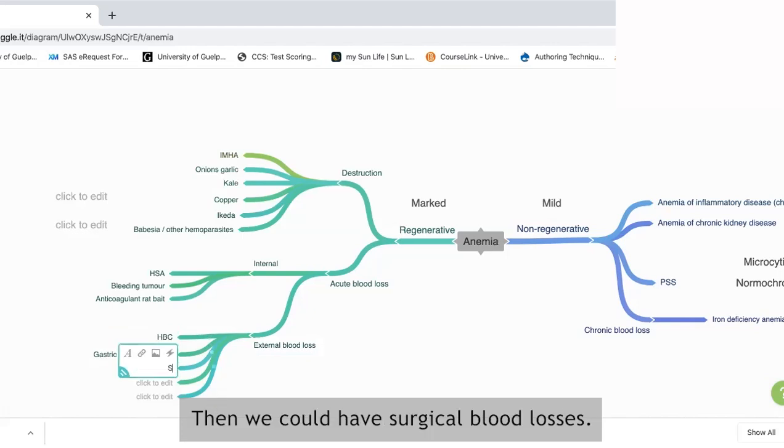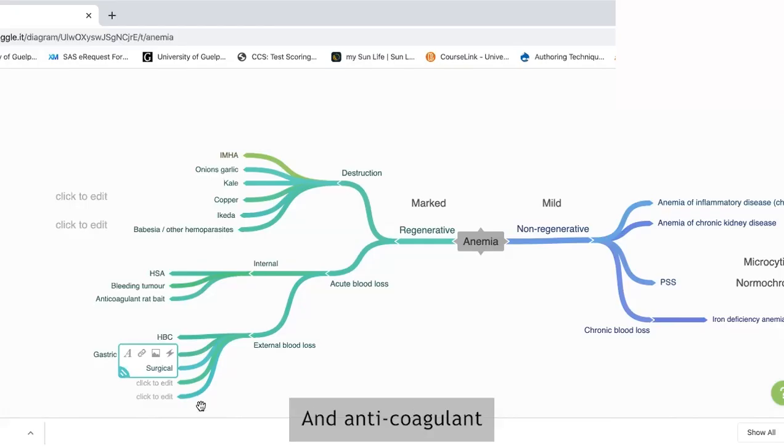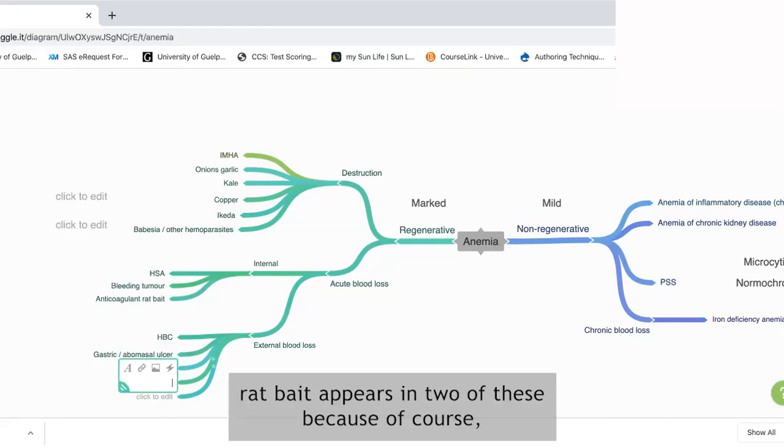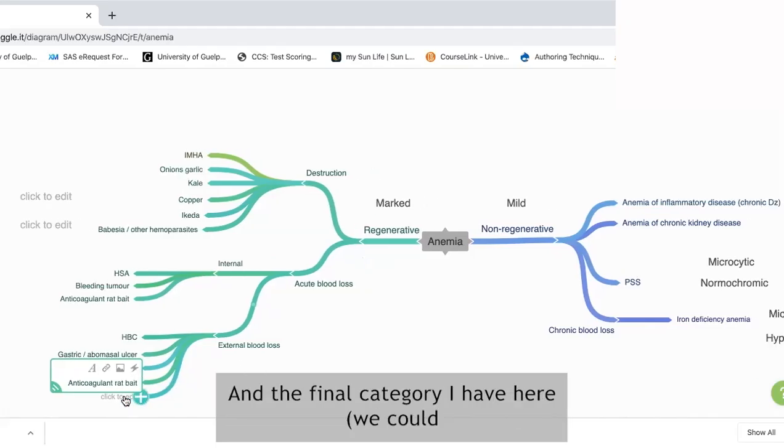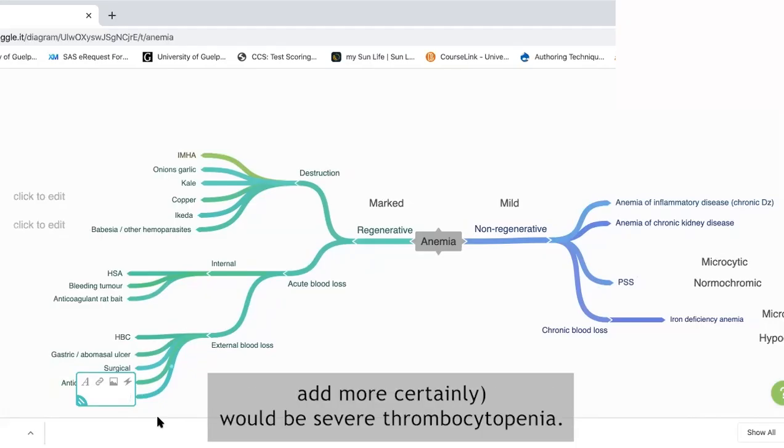Then we could have surgical blood losses. And anticoagulant rat bait appears in two of these because, of course, we could have GI hemorrhage, and then that's lost from the body. And the final category I have here, we could add more, certainly, would be severe thrombocytopenia.